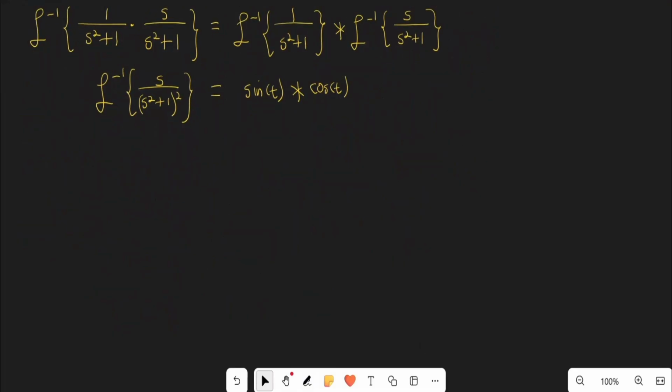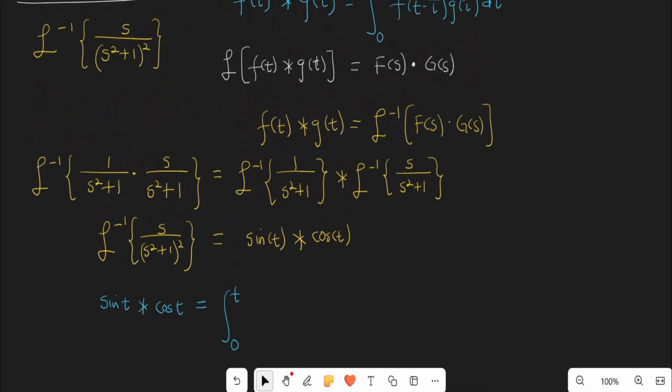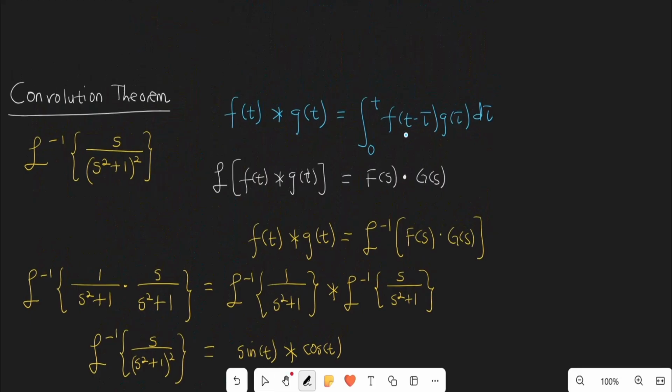So our problem now is to find this. I'm not going to write this one all along, right? I'm just going to write the sine of t convoluted with the cosine of t, like this, because this convolution is the same as the Laplace inverse of this function. And this one, using the definition, is going to be the integral from 0 to t of the first function, but the variable is going to be replaced with t minus tau, right?